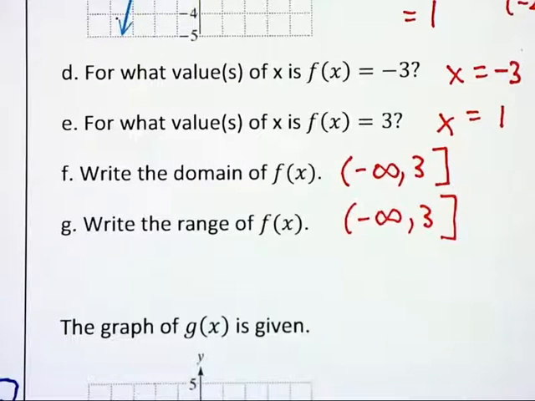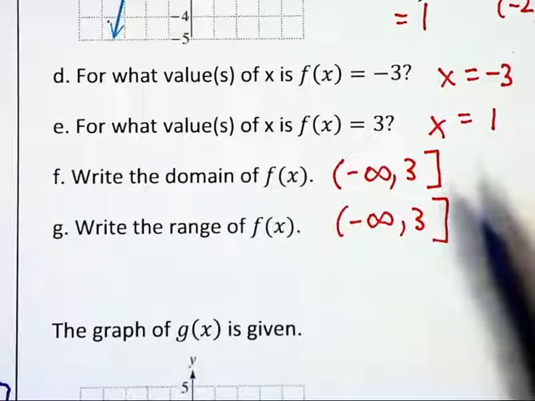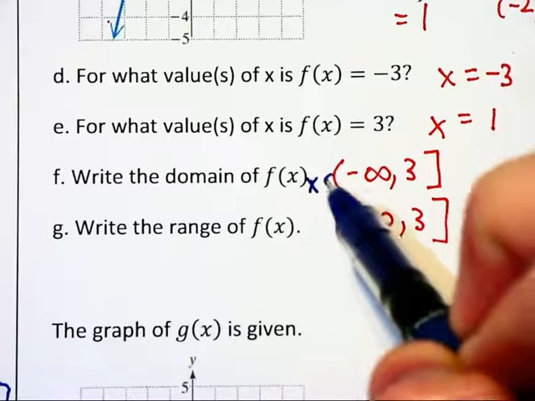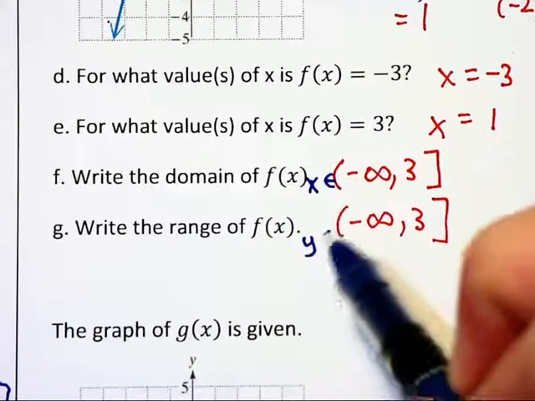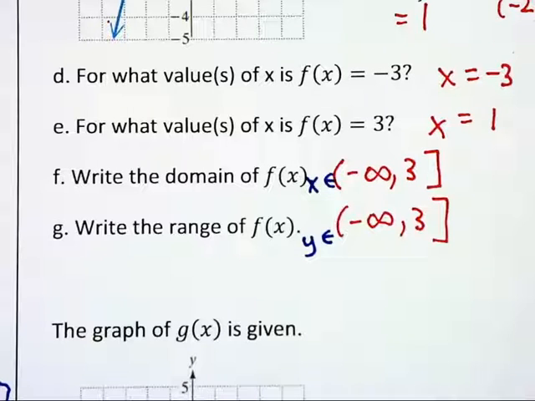Now you do have to know that this domain is representing x values and this range is representing y values. Sometimes in front of this we write x element of and y element of, saying that these are x values in that set and y values in that set. But right now we're not going to be using that notation.